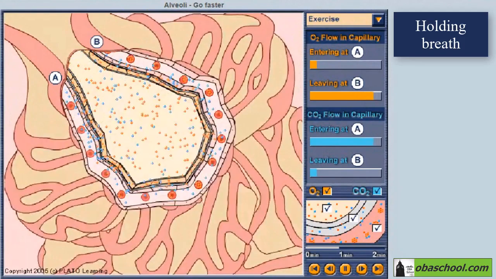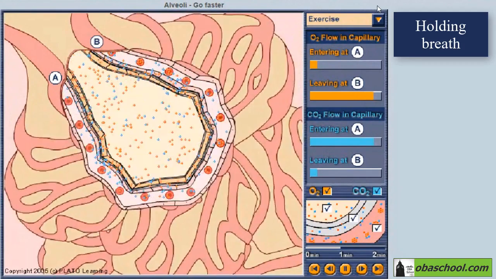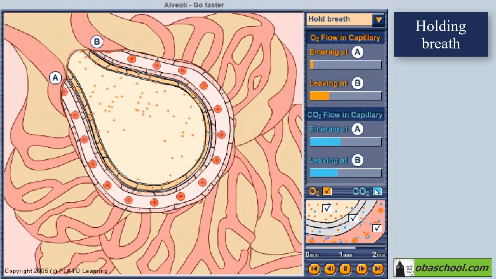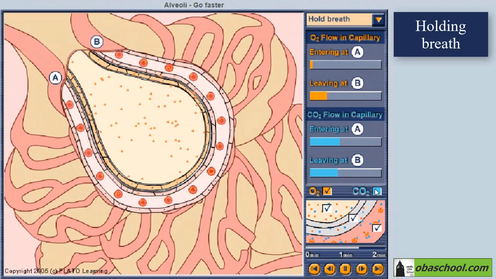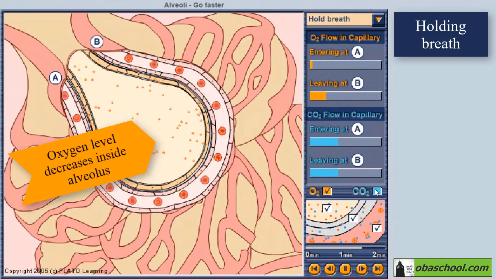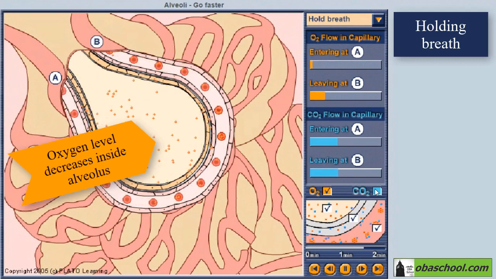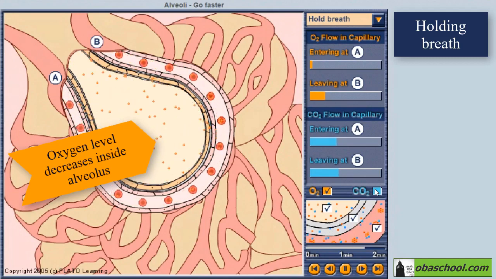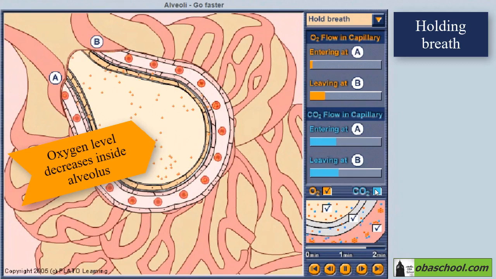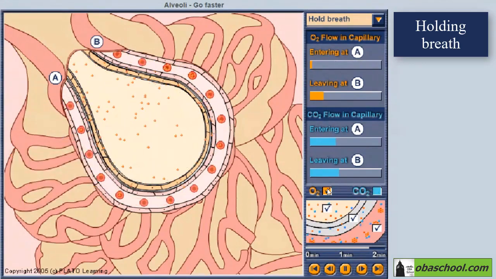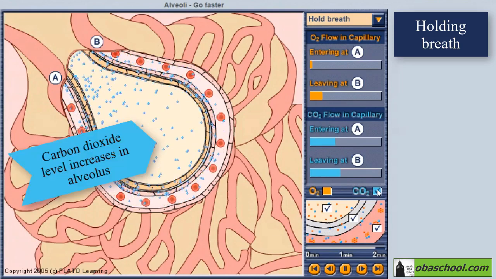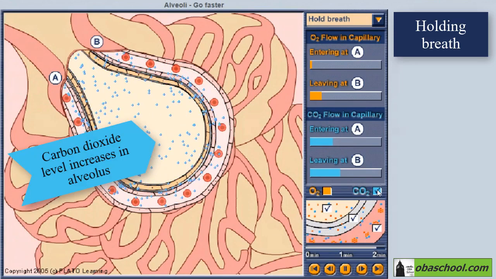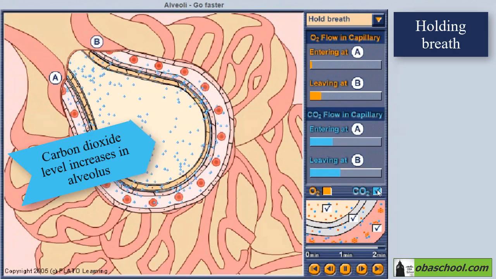Now, what happens if a person holds his breath? So when a person holds his breath, let's say if they want to dive into the water and they hold their breath, notice how the level of oxygen in the air entering the alveolus decreases compared to when at rest or not holding their breath. What about the amount of carbon dioxide? As you can see, the amount of carbon dioxide in this case is going to increase in the alveoli.